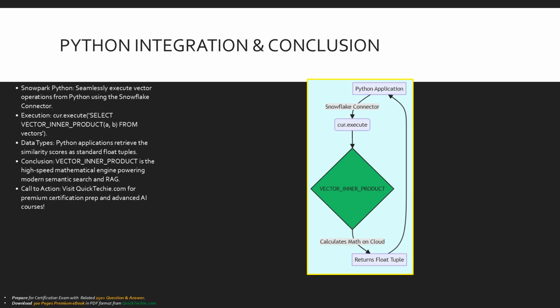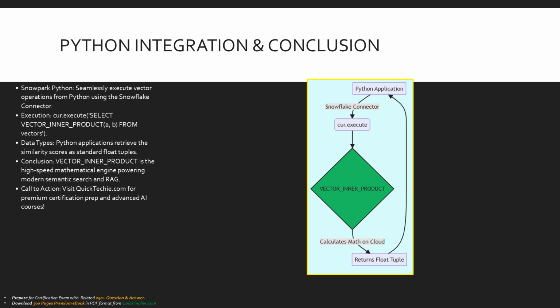To conclude, it's vital to know that this SQL capability is fully accessible to application developers using Python. By utilizing the Snowflake connector for Python, you can orchestrate these semantic searches directly from your backend services. You simply use the cursor execute method, passing your raw SQL string containing the vector inner product call. Snowflake processes the heavy lifting in the cloud and returns the similarity scores to your Python app as standard float tuples, ready for immediate use in application logic or further machine learning pipelines.